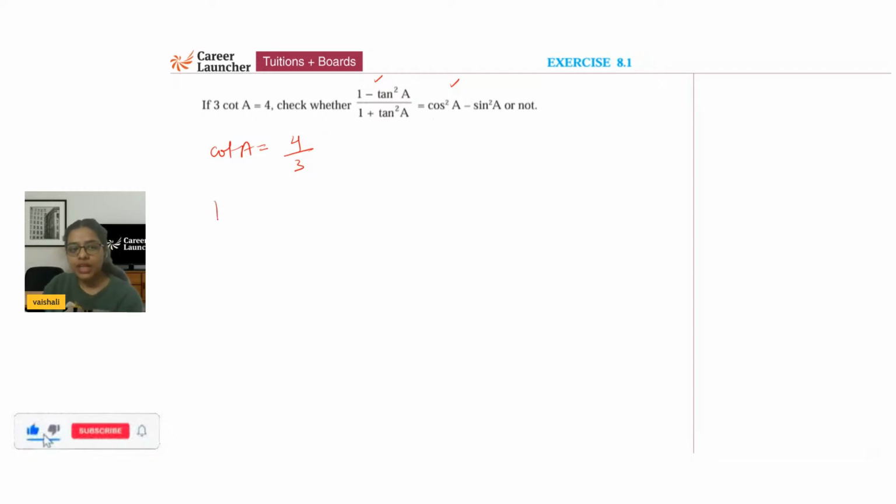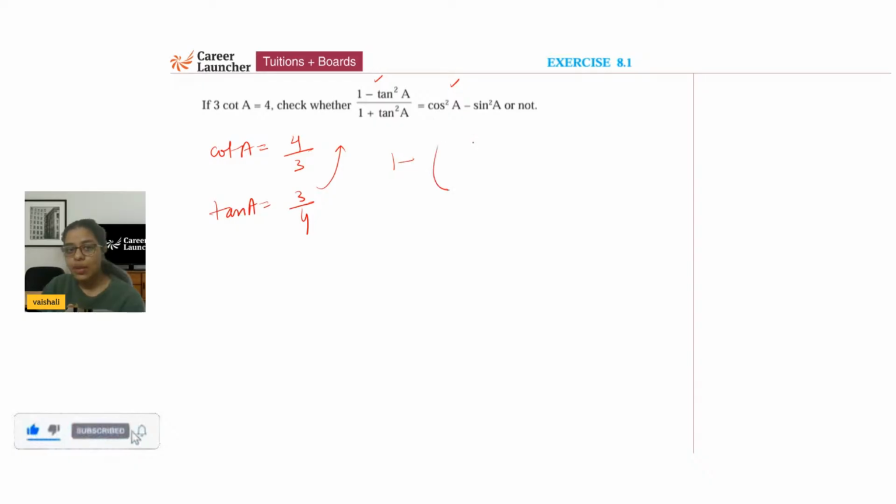But if I need to say what is the value of tan, cot and tan are reciprocals of each other. Tan is what? 1 by cot, and cot is what? 1 by tan. So this means tan will be 3 by 4. I can substitute this directly in the given expression.